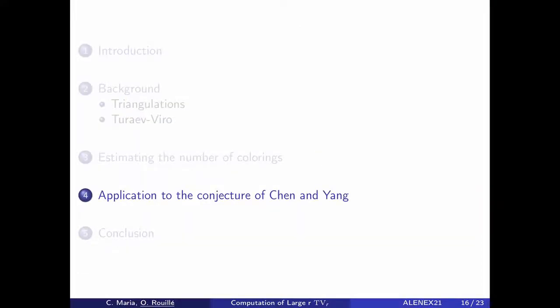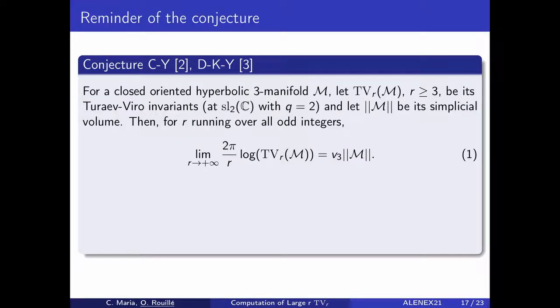Now let's get back to our initial motivation, the conjecture of Chen and Yang. To clarify, from now on we don't assume that the manifolds we are looking at have trivial first homology group. So here it is again. Let's take a closed oriented hyperbolic 3-manifold M. Then this sequence, 2 pi over r times log of the Turaev-Viro invariant of M, when r tends toward infinity, tends toward a constant times the simplicial volume of M.